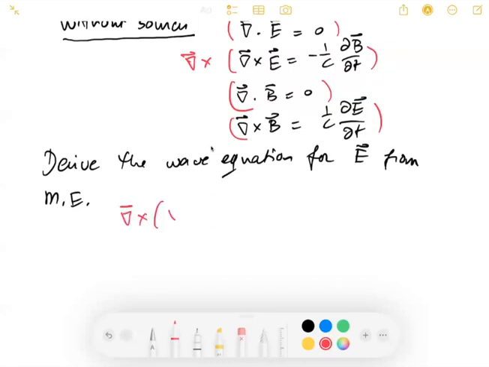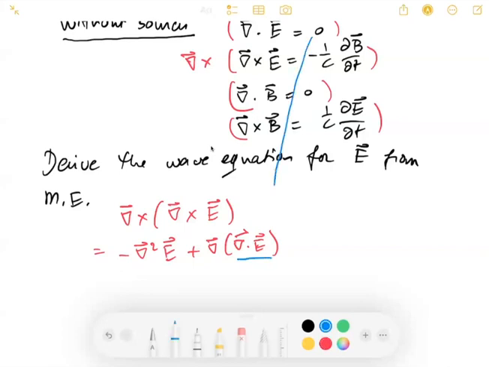So it's the curl of the curl. Now, the curl of a curl is one of those vector relations that you should know as well. So this is just the gradient of the divergence of E minus the Laplacian of E. This is a vector identity. And of course, the divergence of E, if you do wave equation, is 0. Okay, so the left-hand side is just minus the Laplacian of E.